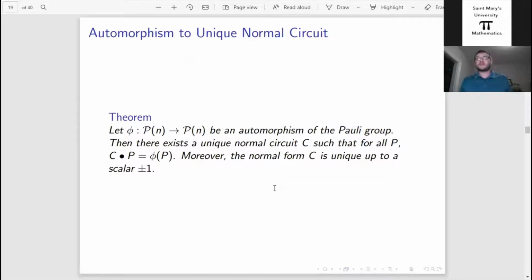And then this is our big theorem that we'd want out of this, to be able to describe our automorphism of the Pauli group with these normal circuits. So this is our big theorem.